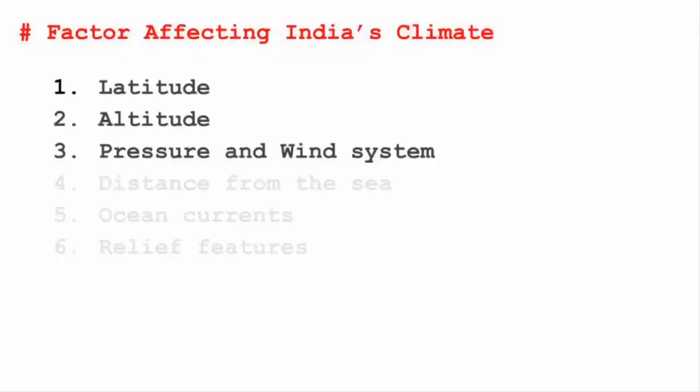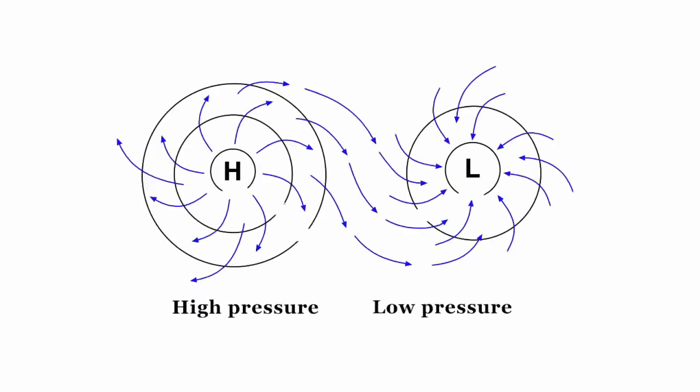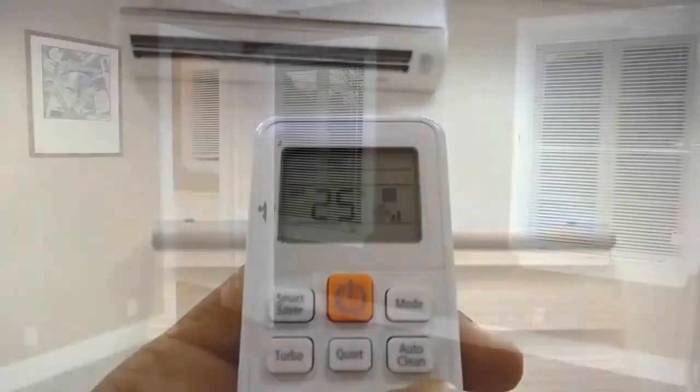The third factor is pressure and wind system. By pressure we mean high and low pressure systems. Always remember, air moves from high pressure to low pressure area. The best way to understand this, I have given this illustration before, so I'm going to use it again. Switch on the AC in your room and leave the door open.